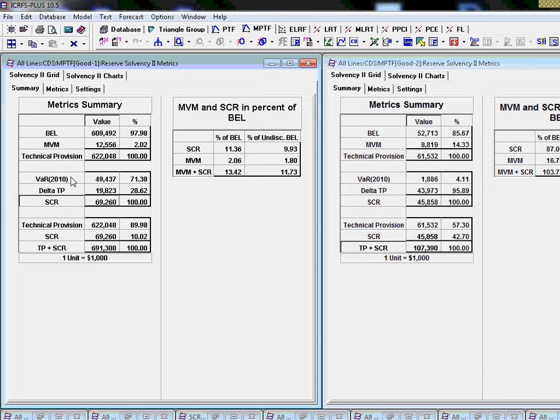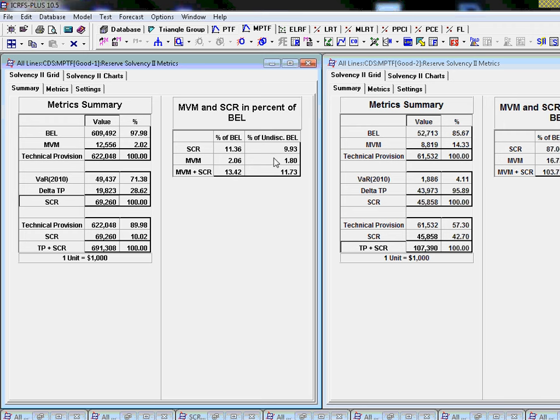Well, one reason is the fact that the delta TP and VaR for the next year is about the same as the difference between the undiscounted BEL and the discounted BEL. And obviously you're adding MVM into your technical provisions as well. So as a percentage of undiscounted BEL and discounted BEL, MVM plus SCR is a relatively low percentage that you're adding on. And as I said, that corresponds roughly to the percentage that you would get from discounting.